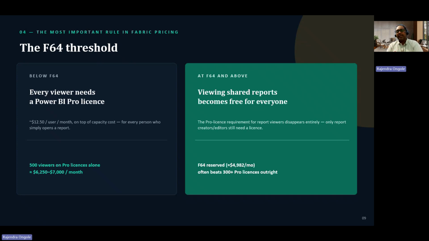Suppose you go with SKU F64, 64 or above. Viewing the reports or any other workload-related access is free for everyone, and a Pro license is not at all required for them. Okay, F64 reserved is around 4,982 per month, right? It's best. That's how the segregation is happening as per Microsoft Fabric price and capacity.